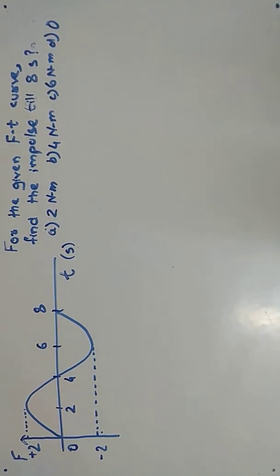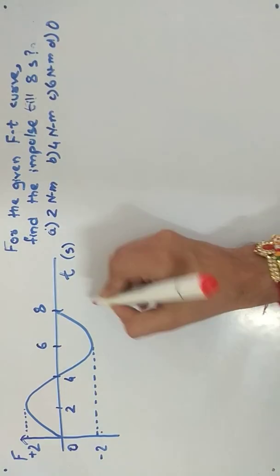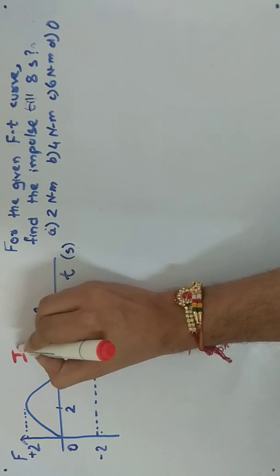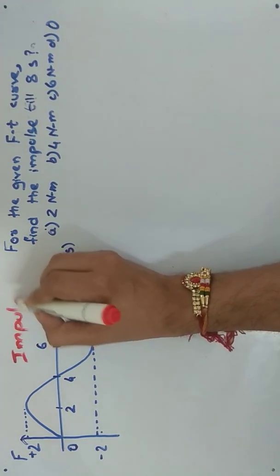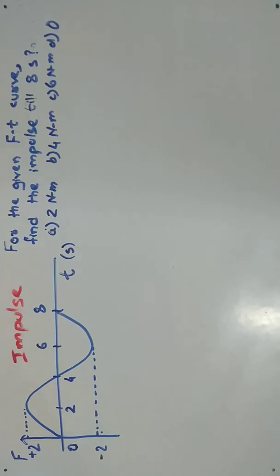So today we are going to discuss impulse. So let's see this question first. The question given is: for the given force-time curve, find the impulse till 8 seconds. And the options given are 2 Newton meter, 4 Newton meter, 6 Newton meter, and the last one is 0 Newton meter.